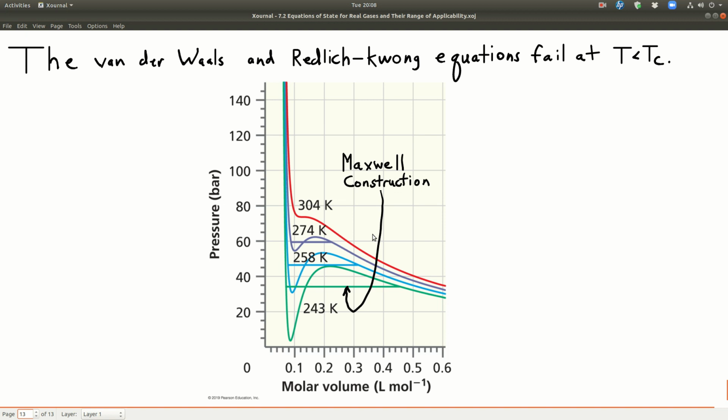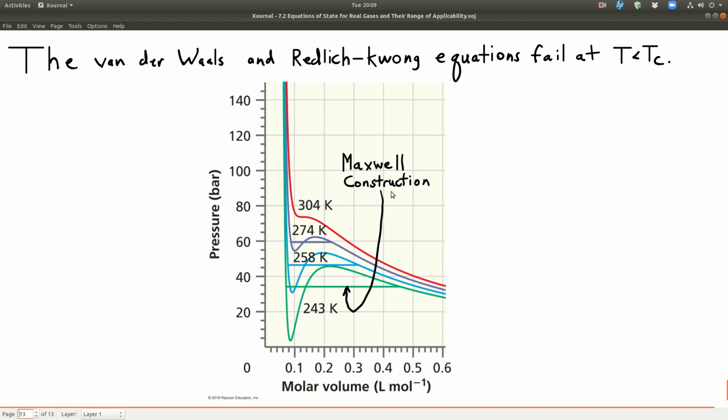Now, where are these applicable? Well, it ends up that the van der Waals and the Redlich-Kwong equations fail at any temperature below the critical temperature. So in this graph right here, about 304 is a critical temperature. So down here, what we see is this is the van der Waals equation, but Redlich-Kwong behaves similarly. These straight lines are Maxwell constructions. They don't come from the equation. If you graph the actual equation, you get these curves right here. And they do two things that don't mimic actual behavior. One is they don't have a flat line right here. Two, they do this little dip down here, which is not physical. We don't see that either.